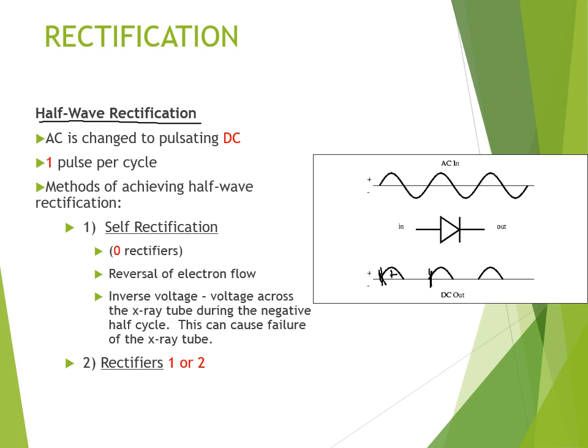The other option is to have one or two rectifiers. This is showing one rectifier, which will be fine. But back in the time that we had half-wave rectification, they had what were called valve tube rectifiers. And so they had two rectifiers just in case one stopped working, the other took over the job of the one that had malfunctioned. So we could have 0, 1, or 2 rectifiers with half-wave rectification.